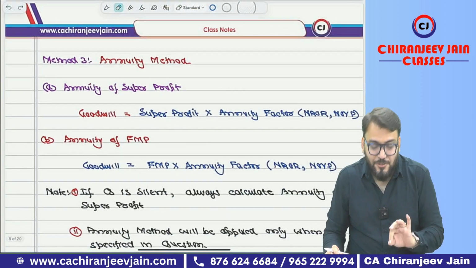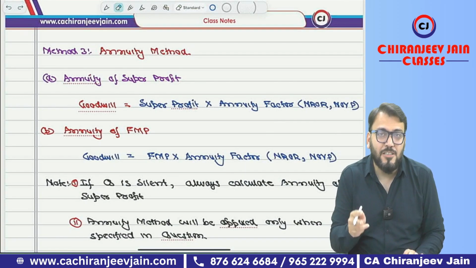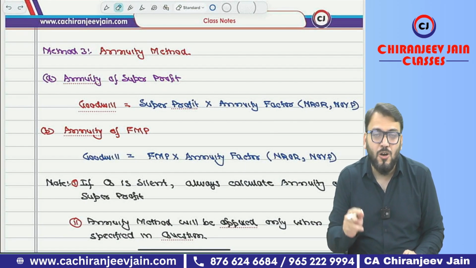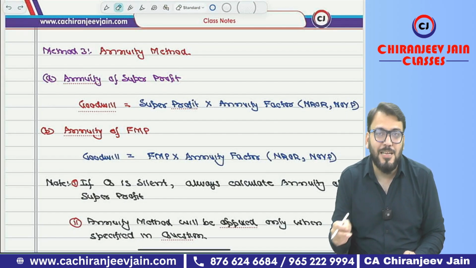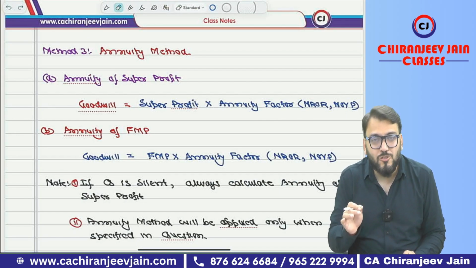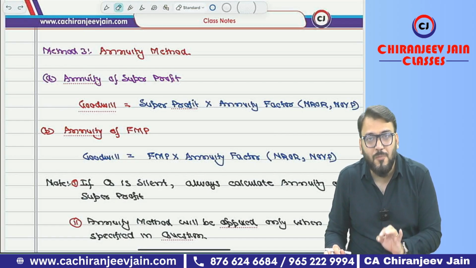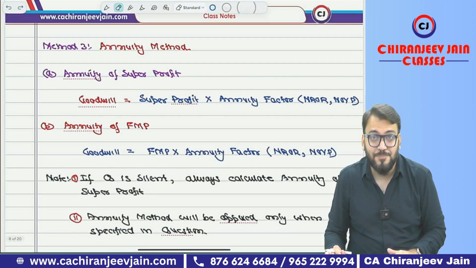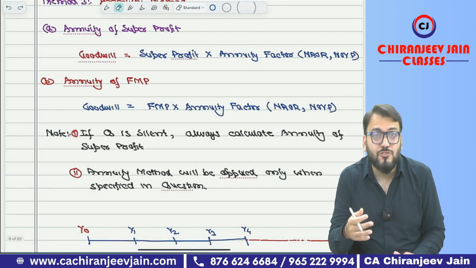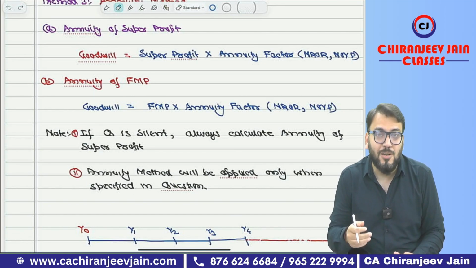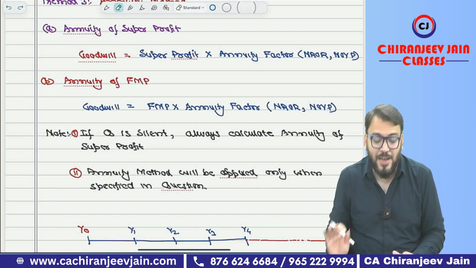Then we have discussed annuity method. There are 2 ways, either to find out annuity of super profit or annuity of FMP as per the information given in the question. If question is silent, we will follow annuity of super profit. In that case, goodwill is equal to super profit multiplied by annuity factor. In case of annuity of future maintainable profit, goodwill is equal to FMP multiplied by annuity factor.